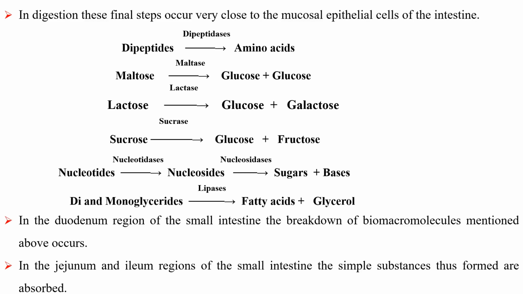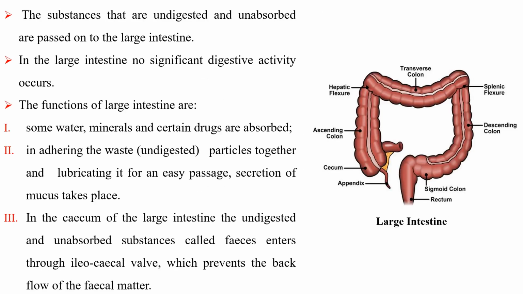In digestion, these final steps occur very close to the mucosal epithelial cells of the intestine. In the duodenum region of the small intestine, the breakdown of the biomacromolecules mentioned above occurs. In the jejunum and ileum regions of the small intestine, the simple substances thus formed are absorbed. The substances that are undigested and unabsorbed are passed on to the large intestine.